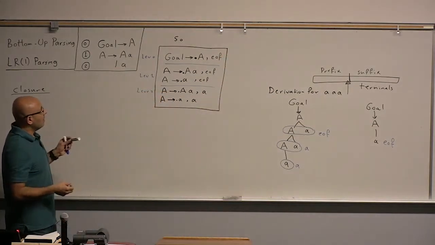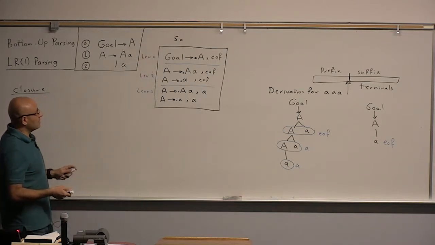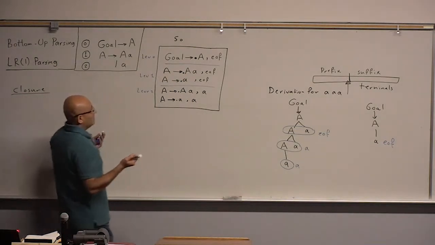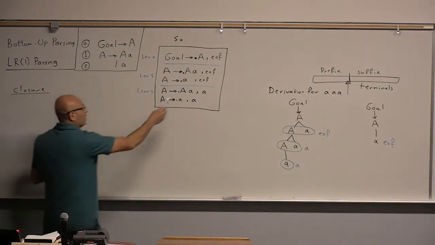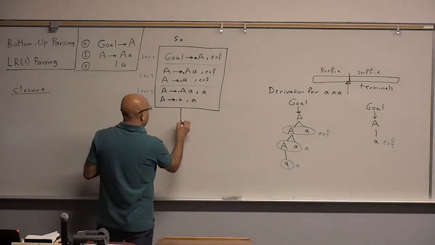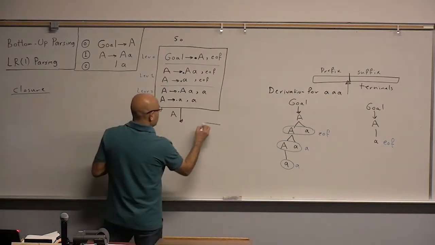Now, this is our start state. Now, how can we make progress? We can make progress if we see an A, a small a, or a big A. So if we see a big A, if we can recognize a big A, then we will make the following progress.